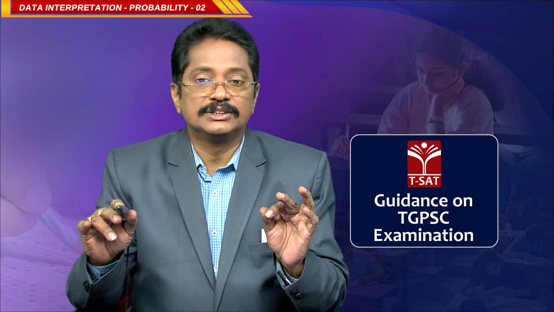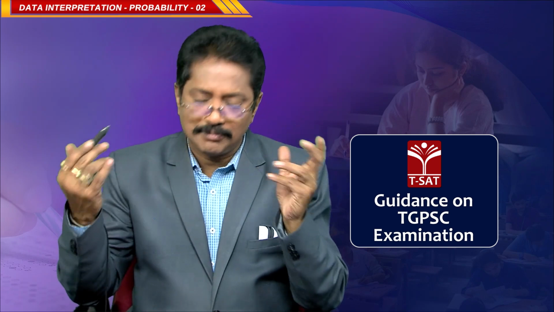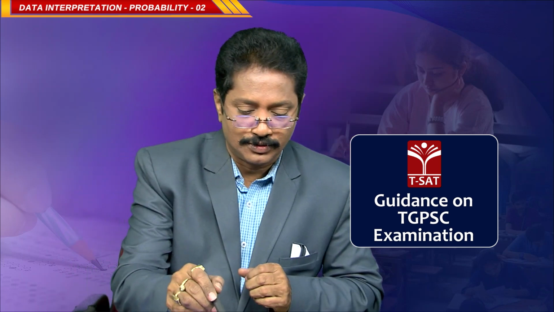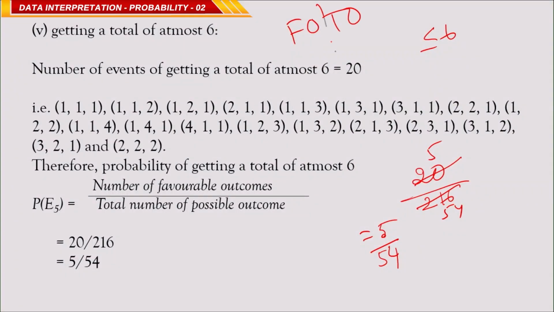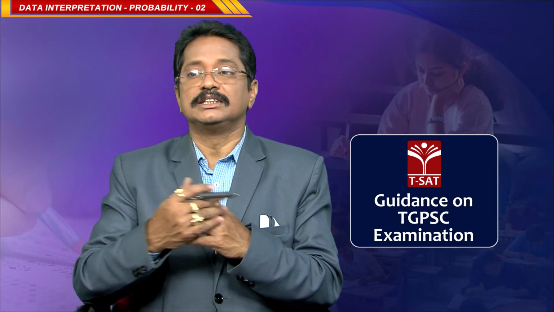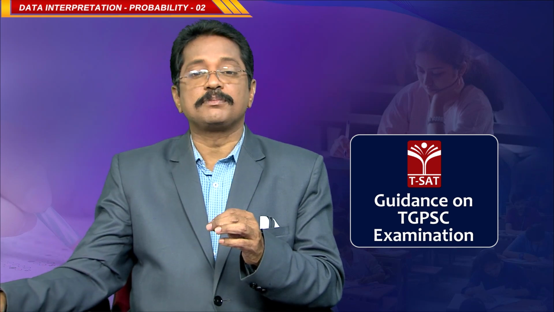Is it clear? If you want to remember this, just remember the word FOTO. Photo means favorable outcomes by total outcomes. In this manner you can calculate any question from the probability chapter.